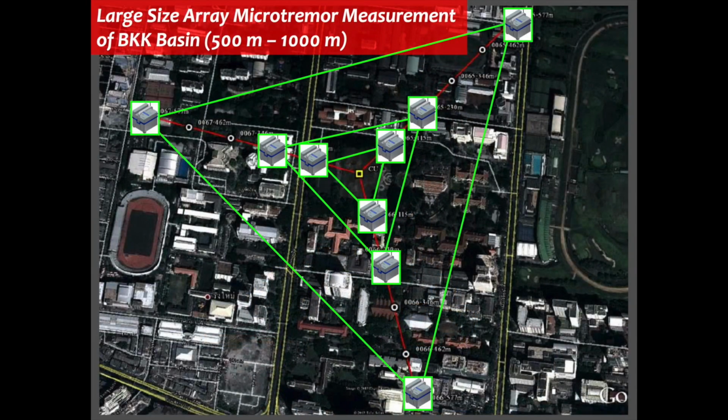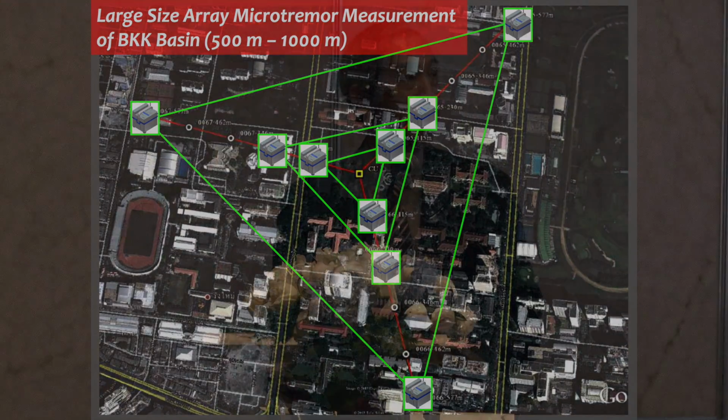So this is showing how it works. If you have an array of around 30 meters in size, you can identify the soil layer to around 30 meters depth. But if you have an array of around 100 meters, you can go deeper, to around 100 meters. And if you can construct an array of 1 kilometer size, you can then investigate down to a kilometer level of soil. And this shows an example of the result.